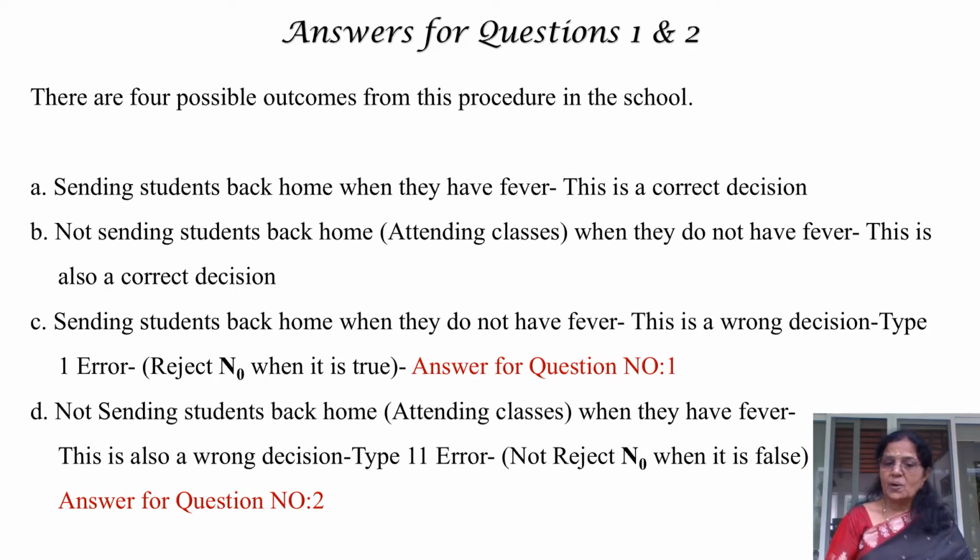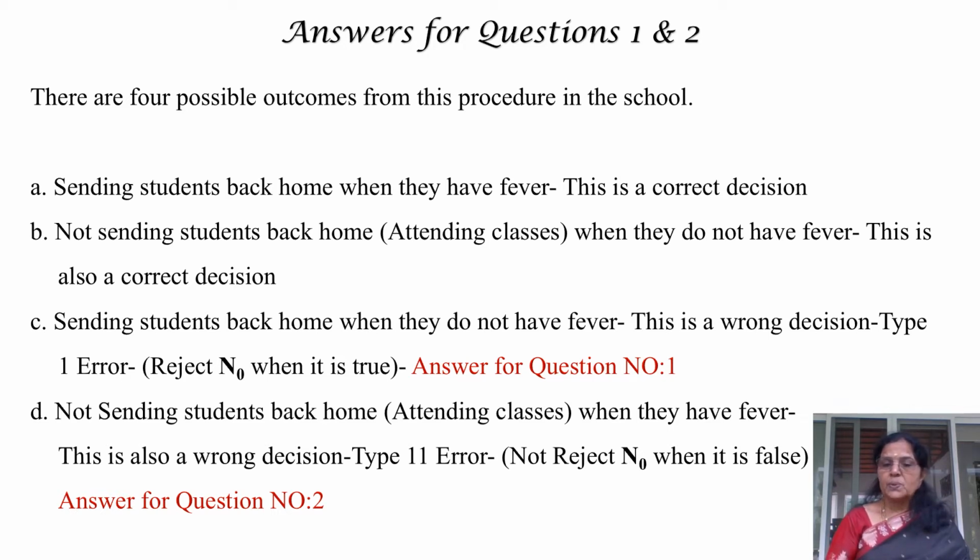But you say you are rejecting the null hypothesis. It's true. The boy is not having fever. It is true. But you are rejecting it and sending the boy home. So that is error, and this type of error is called type 1 error. So the answer for question number 1, what is the consequence of type 1 error happening, is the answer third, C. Sending students, what will be the result? What will happen? You are going to send the students back home when they do not have any temperature. So this is type 1 error.